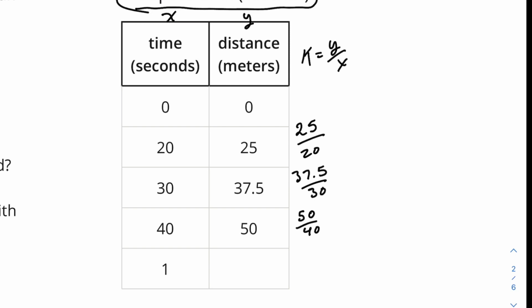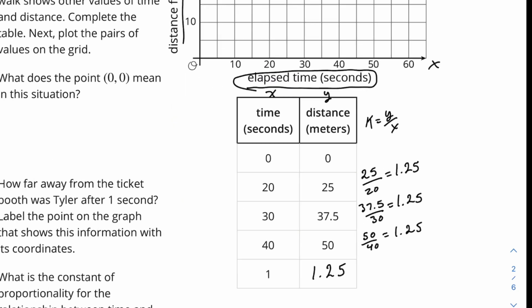25 divided by 20, that's 1 1/4 or 1.25. So all of these, if you check them, you'll get 1.25 or 1 1/4. And so where our 1 is below, we're going to put 1.25 next to it. That means he's going 1.25 meters for every second that he walks.